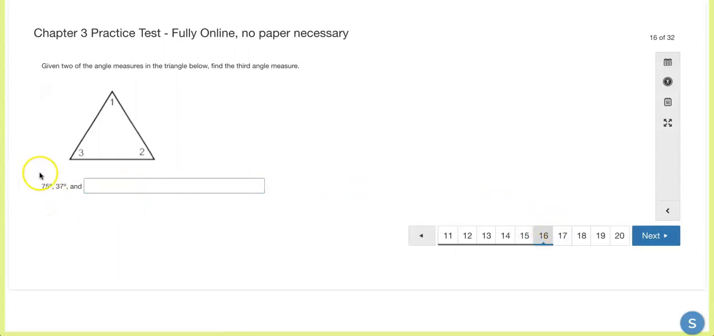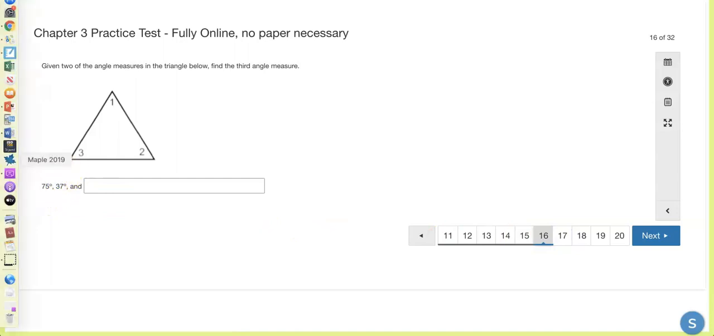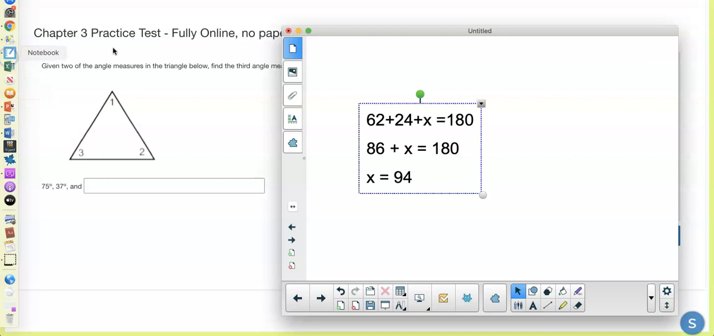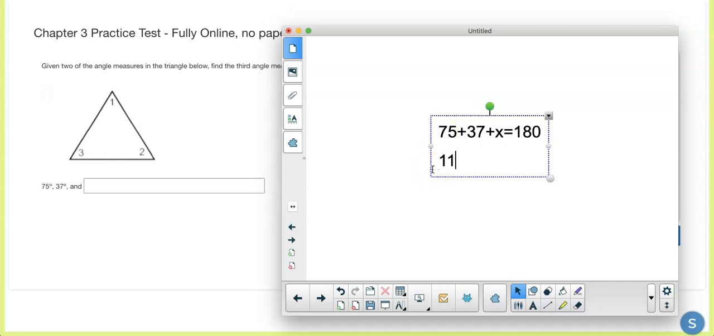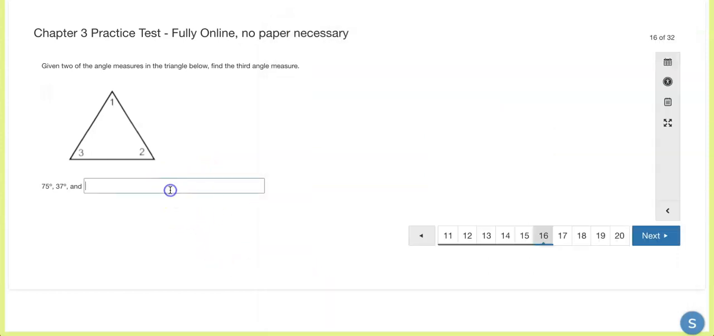All right, same problem, different numbers, 75, 37, and something. This is number 16. So 75 plus 37 plus x equals 180. If you add 75 and 37 together, you get 112 plus x equals 180. Then subtract both sides by 112, and you get 68. So that has to be 68 degrees. All we're doing is adding up to 180.